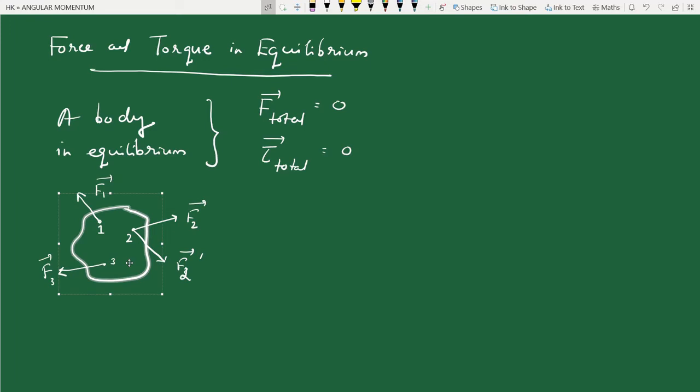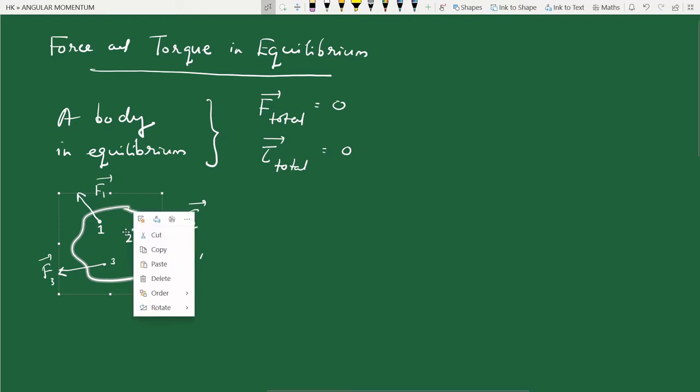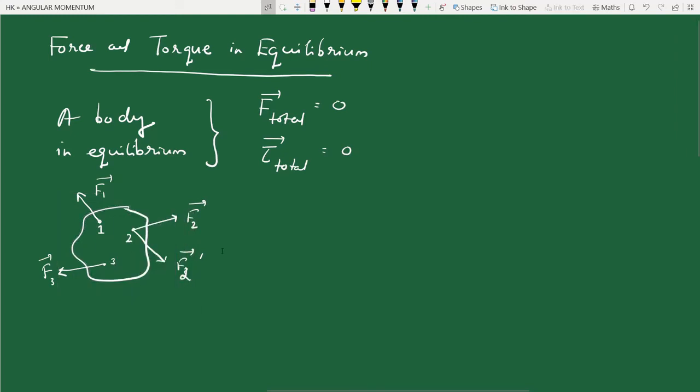Whatever be our choice of the origin, the total torque must be 0 if the body is in equilibrium. So in order to make our calculation easier, a good choice is always a point where the maximum number of forces are acting. In this particular problem, the best choice of the origin is point 2. Let us try to illustrate this situation for a body in equilibrium, how we calculate different forces and torques. Let's consider a particular problem.